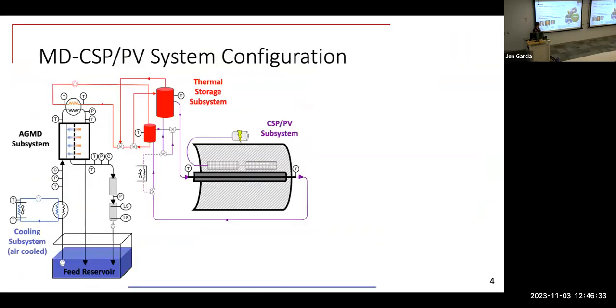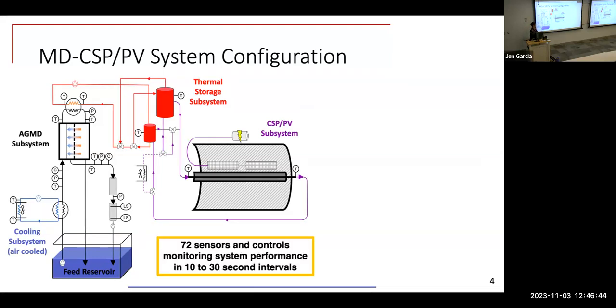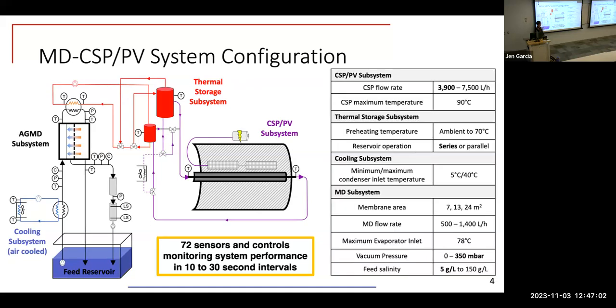And I'll just run through a couple of results. This is a process flow diagram of our system, and I'm not going to go through this in any amount of detail for time's sake. But we have about 72 sensors and controls and monitoring systems in place that take data points about every 10 to 30 seconds. So we have really large data sets. And we operate the system from sun up to sundown. And we have a lot of different knobs that we can turn.